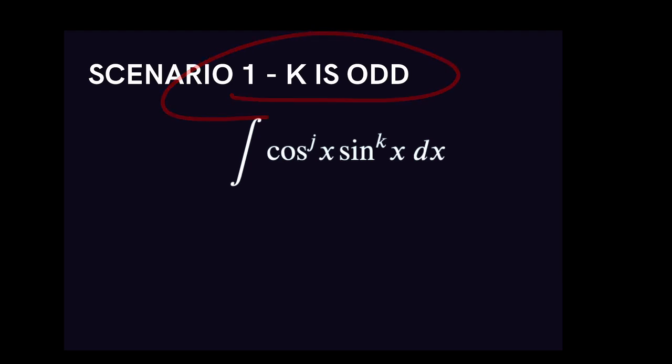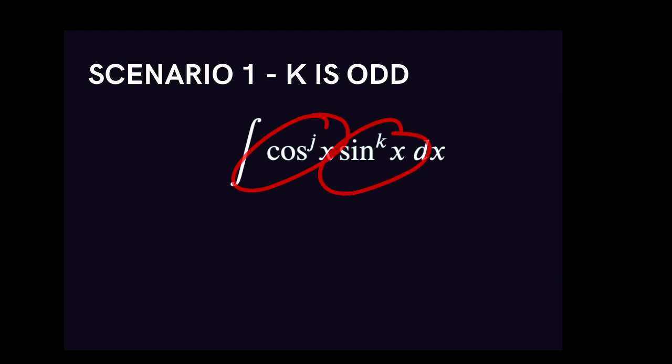Alright, so our first scenario is when k is odd. So what do we have to do here? We've got an example where we've got cos jx, sin kx, and in this example, k is odd. So when k is odd, we firstly have to do the following.